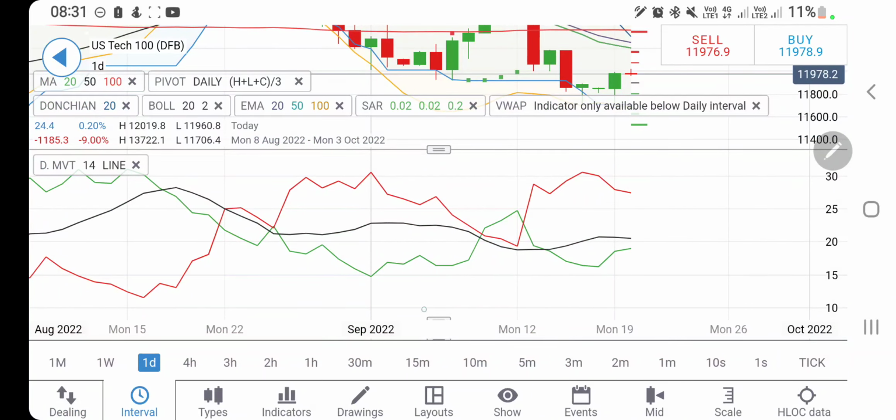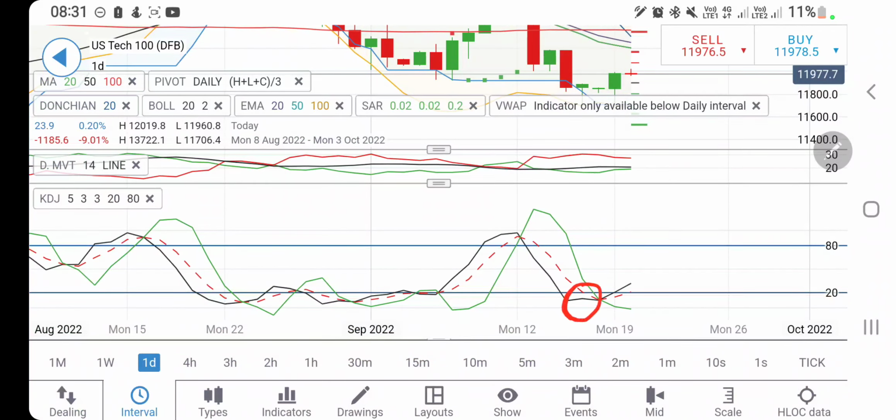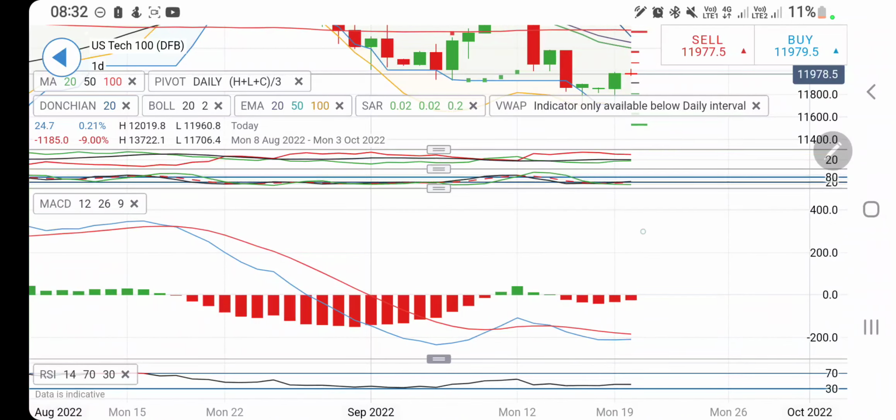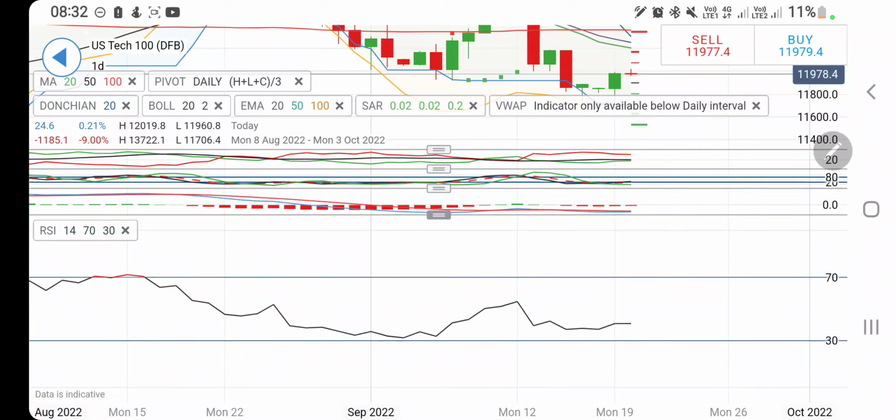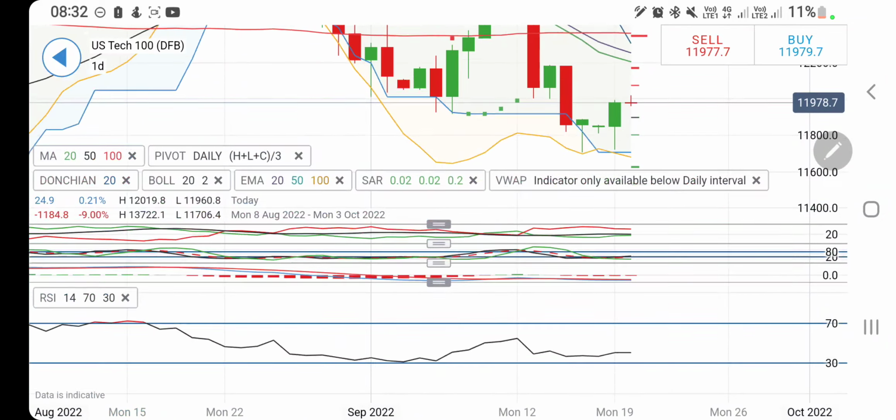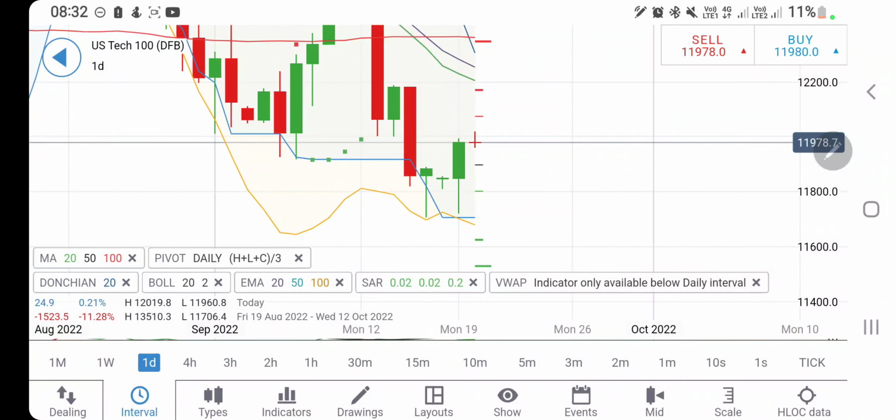Directional movement is bearish. Stochastic was oversold. It is trying to come out of the oversold zone. The MACD is bearish. It is trying to converge, and the RSI is trading flat. Considering this, you have to be careful of 11,950 and 12,000 levels on the upside. If you see it trading above 12,000, you can buy it again, and you can expect 12,040, 12,050 as the first resistance. Then beyond that, you can expect 12,080, 12,100.